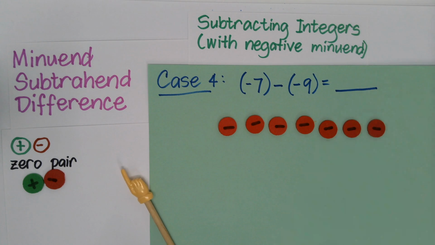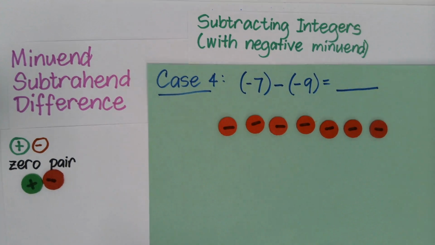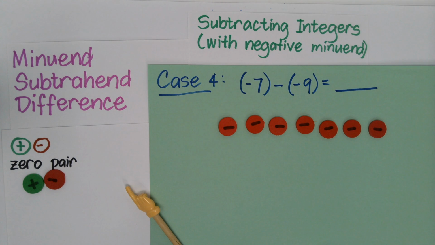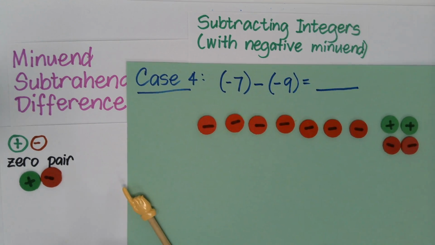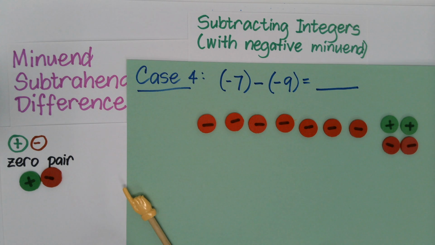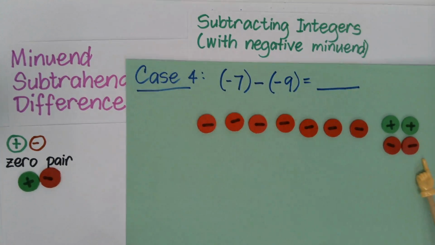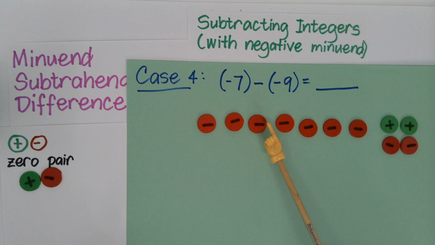But remember, we don't just introduce 2 red discs here, but we have to introduce 2 zero pairs. Okay, so this is 1 zero pair, and that is 2. Okay, that's the second zero pair. So now, with the addition of 2 zero pairs, we now have how many red discs? We have 1, 2, 3, 4, 5, 6, 7, 8, 9.